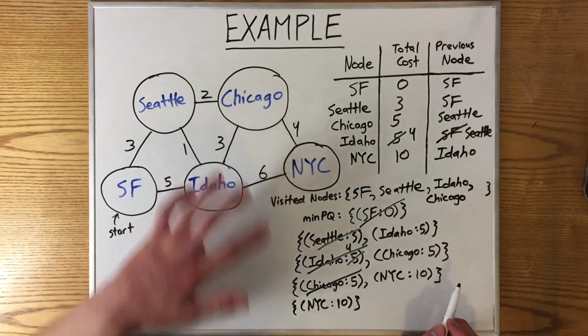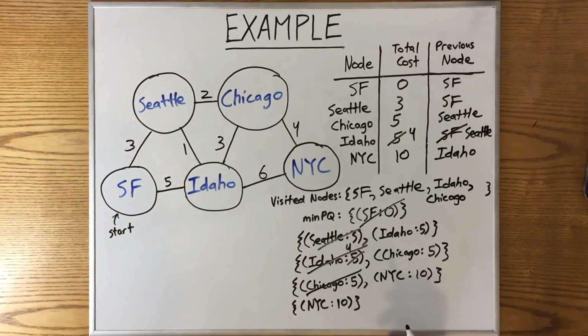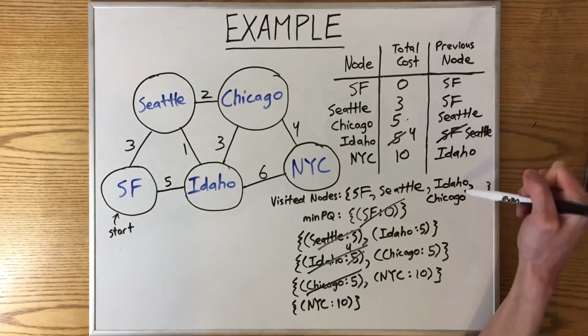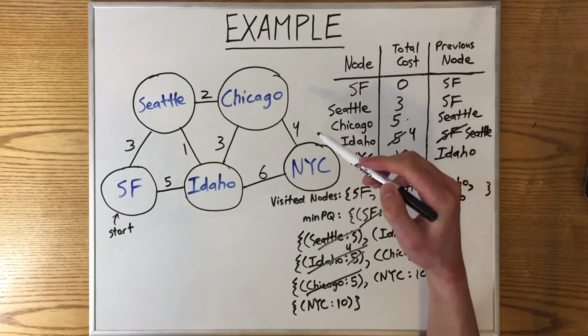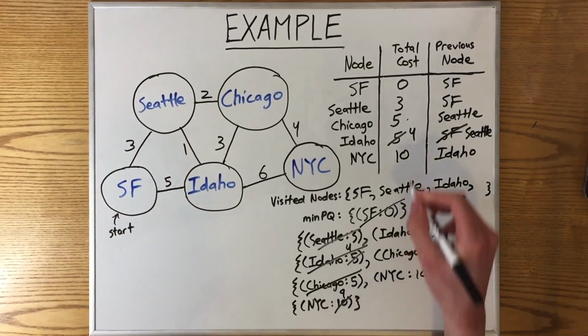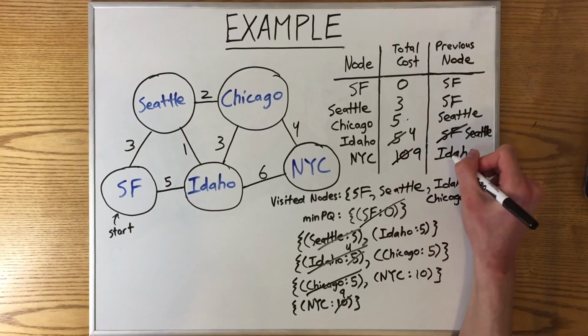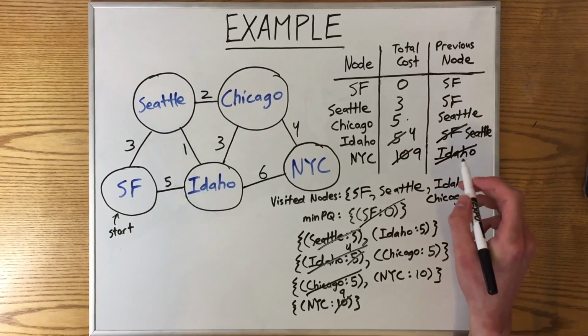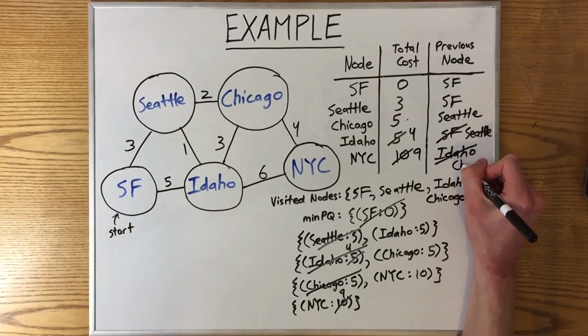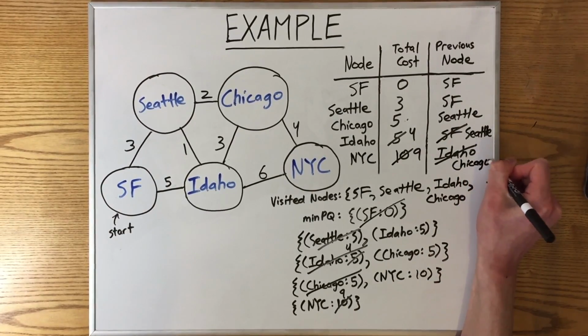And NYC is still in our min-PQ, so now we see if this new path is shorter. The shortest path to get to Chicago is 5, which we found already, and we know that because Chicago's already in our visited nodes list. To get from Chicago to NYC is 4, and 5 plus 4 is 9. 9 is less than 10, which means we found a shorter path. So now we update the priority of NYC. The 10 becomes a 9, we go up here, NYC, boom, 10 to a 9. We know this new path comes from Chicago, because we just removed Chicago. So the previous node for NYC is now Chicago.